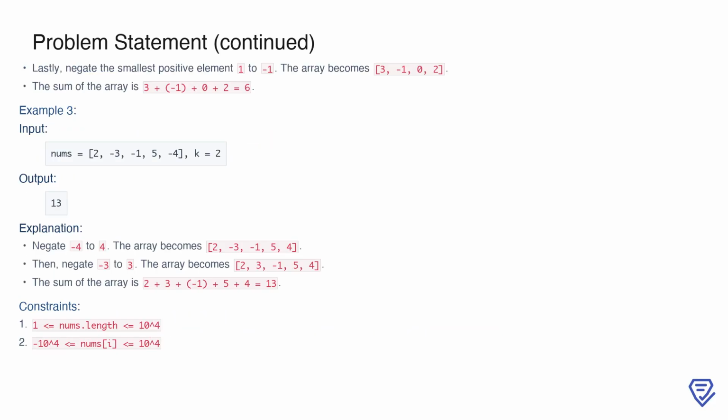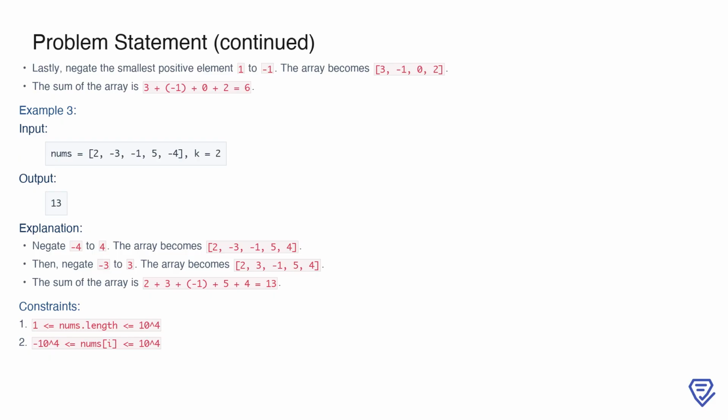For the last operation in the second example, we negate the smallest positive element, which is 1, turning it into -1. The array now becomes 3, -1, 0, 2. Adding up the elements, the sum is 3 plus -1 plus 0 plus 2, which equals 6. Therefore, the output for this example is 6.